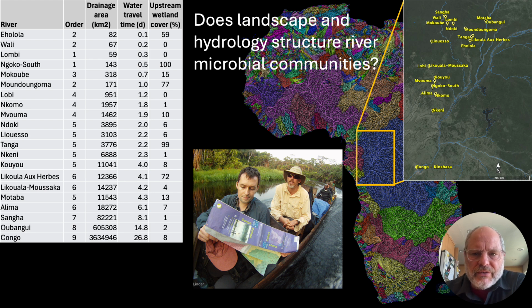So the biogeochemists found that the terrestrial landscape plays an important role in organic matter and greenhouse gas dynamics. So we asked this question: does landscape and hydrology structure river microbial communities?